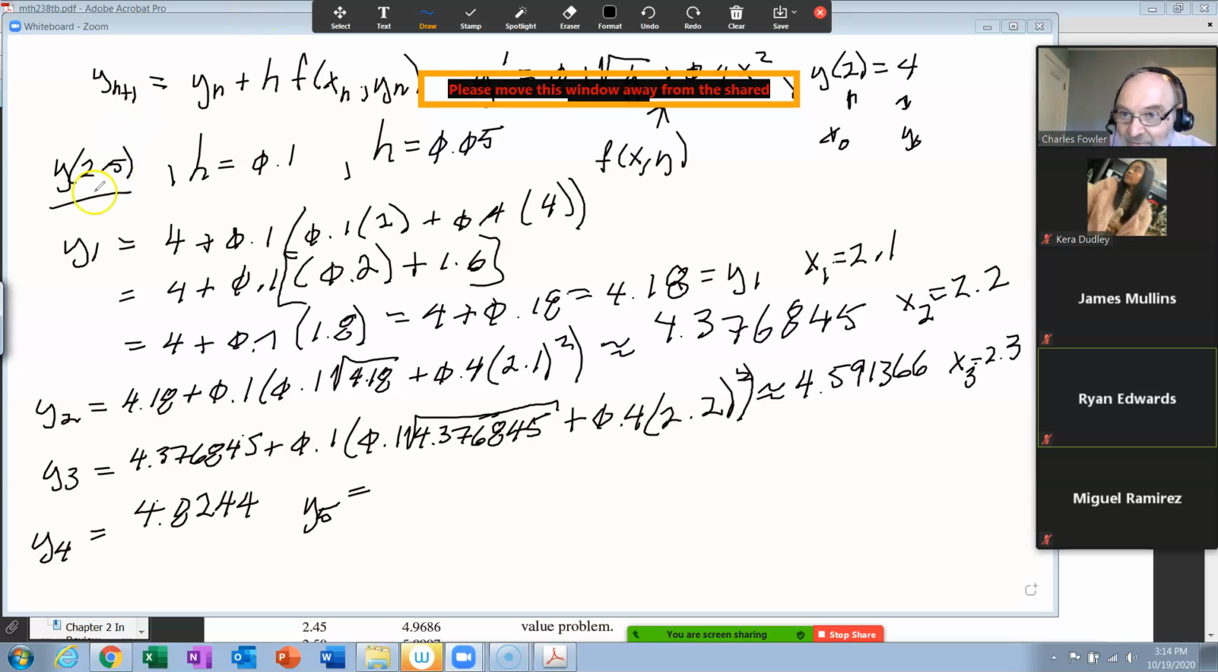If I can get my pen to show up. That's where you're wanting to go. So when your step size was 0.1, you started at 2, you did 5 steps there. The first was 2.1, 2.2, 2.3, 2.4, finally 2.5. That's what you're looking for. That y5 was approximately equal to, but I have equal to 5.0768.